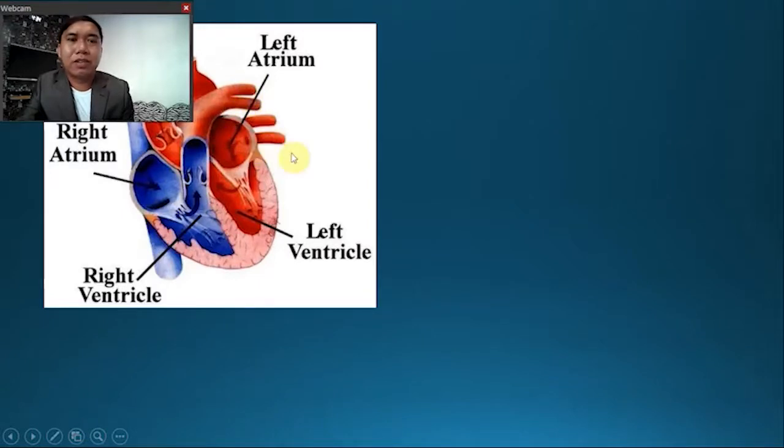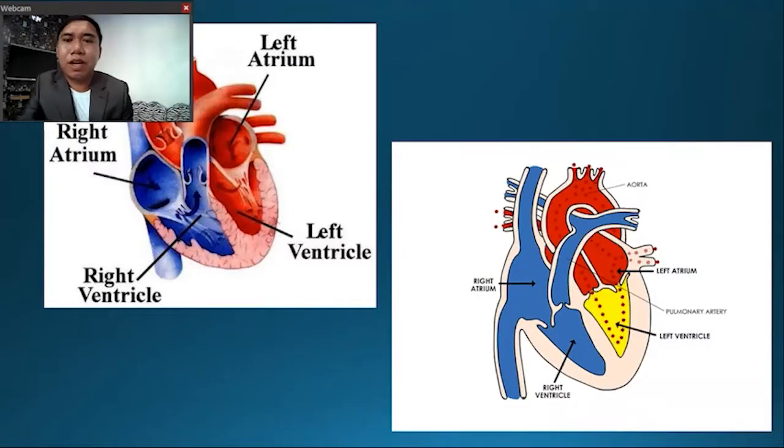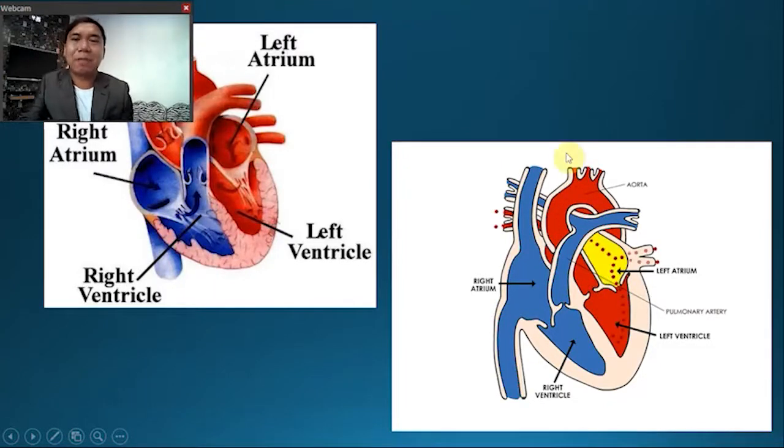Now let's have another look at the heart. As you can see, the blood flows through this tube to the atrium. Then it goes to the ventricle and goes out to the pulmonary arteries. So the ventricle receives the blood coming from the atrium. You must take note of that. So that is the function and concept of the heart.